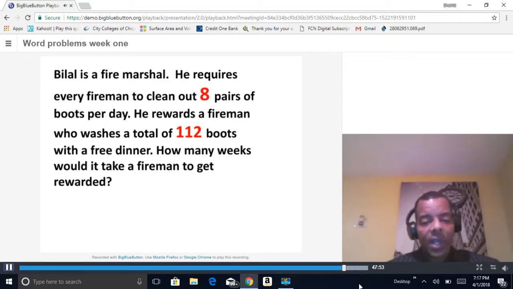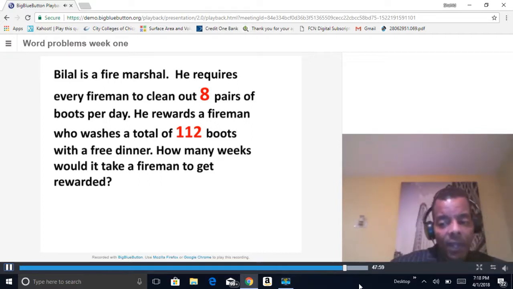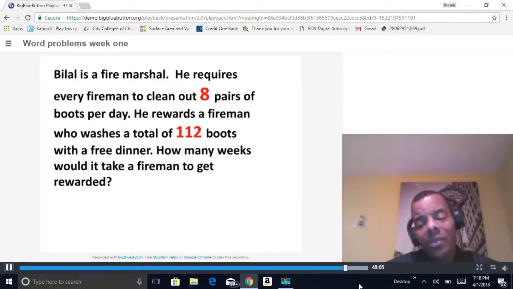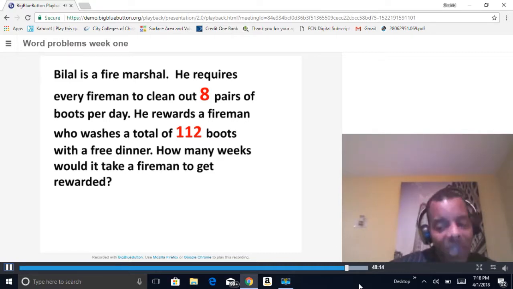We could say one day 8, second day another 8, that's 16. Third day another 8, that's 24. Fourth day another 8, and so on. But that would be a long, tedious process to keep adding until we get to 112. What could we do quicker, expeditiously, and more efficiently?